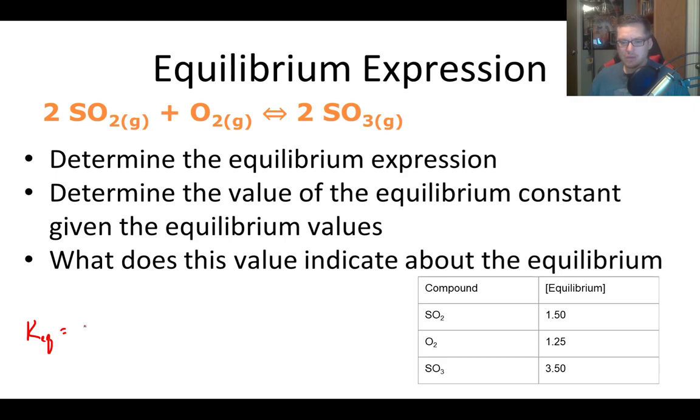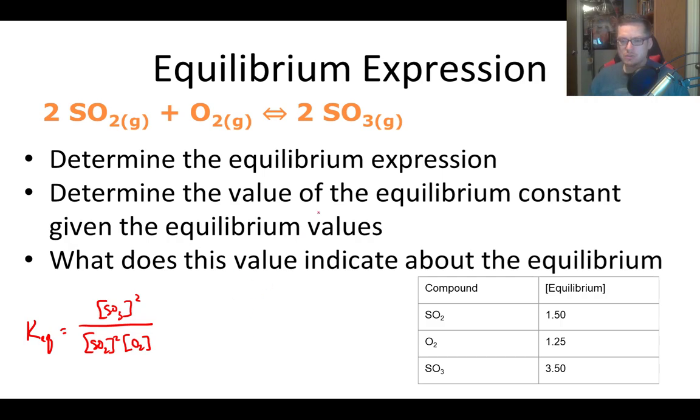So our KEQ, we do products over reactants. These are our products, so it would be the concentration of SO3 squared over the concentration of SO2 squared times the concentration of O2. Then we double check to make sure we didn't have any solids or liquids: gas, gas, gas, so we're good. So that's our equilibrium expression, and that's the answer to that first bullet point.